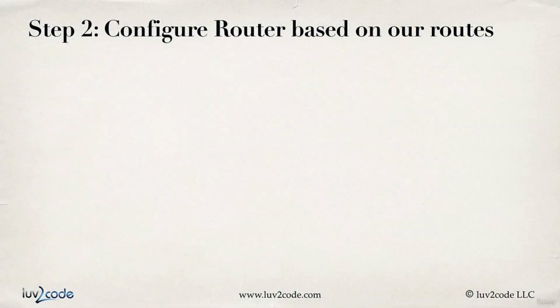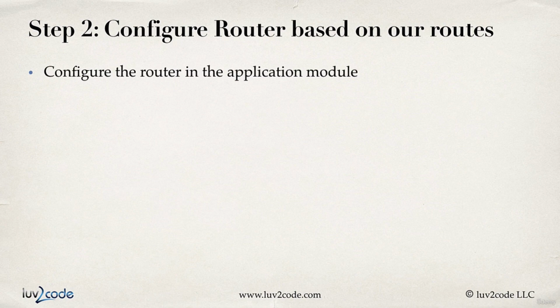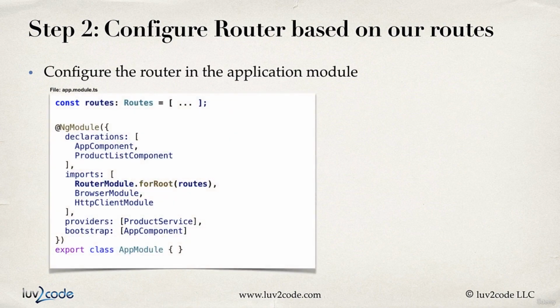Alrighty, so step 2, we need to configure the router based on our routes. So we configure the router in the application module file. So that's the appmodule.ts file. And now notice the new entry here in the import section. We have RouterModule.forRoot, and then we give the routes. And so those are the routes that we defined earlier in our application. And so now the router is configured and it knows about the routes that we've set up.